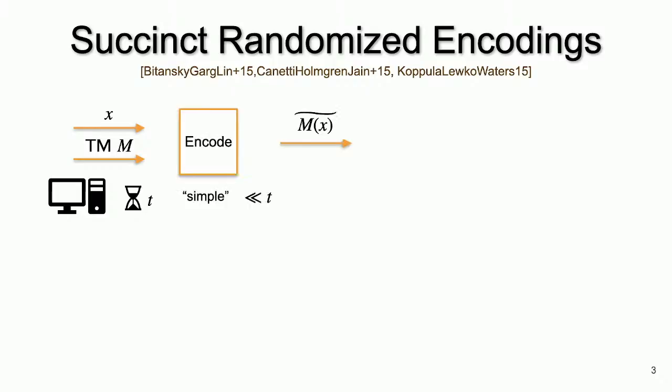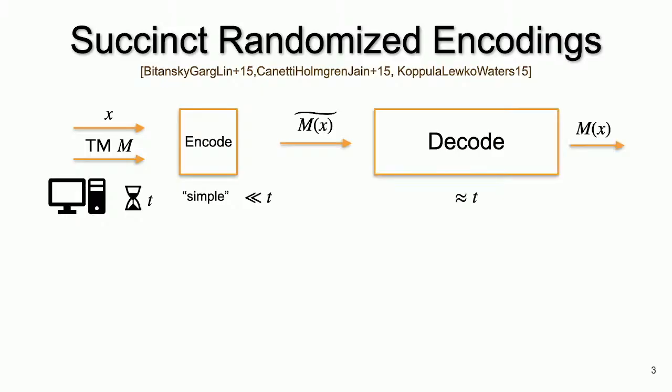In a succinct randomized encoding, you have a Turing machine M. So instead of thinking of a function, now I'm going to think of a Turing machine M, which runs on this input x for t time steps. What we want is for this encode to run much, much faster than time t. And it should output m tilde of x. And decode could take approximately t time, and it should output m of x.